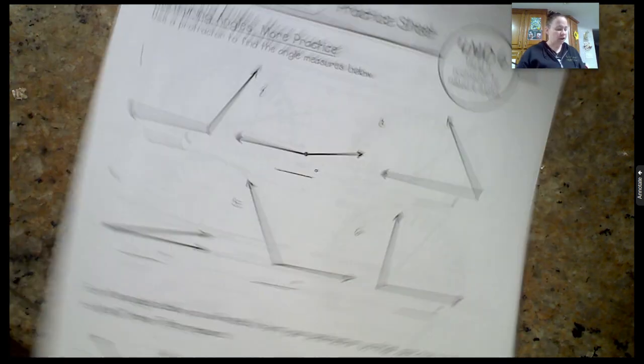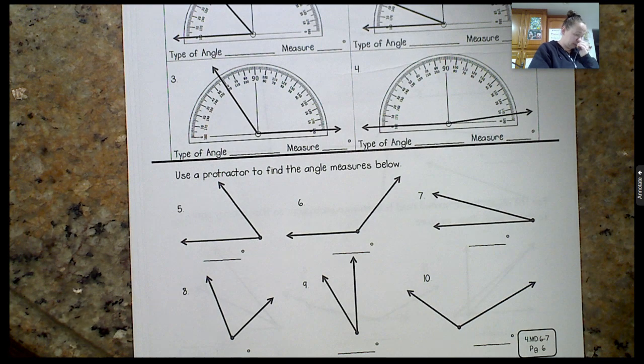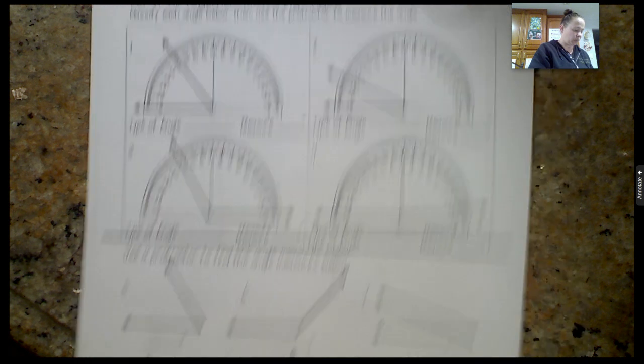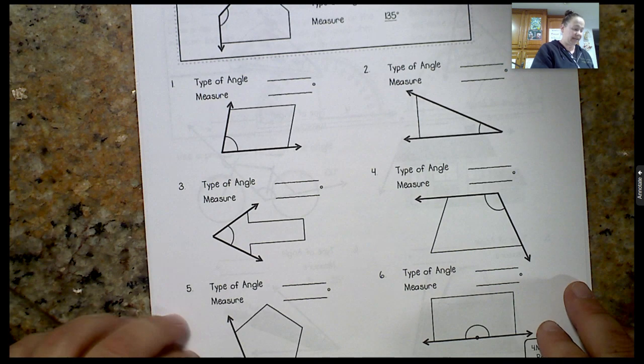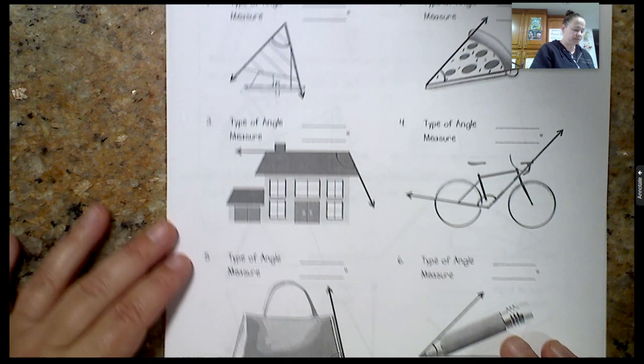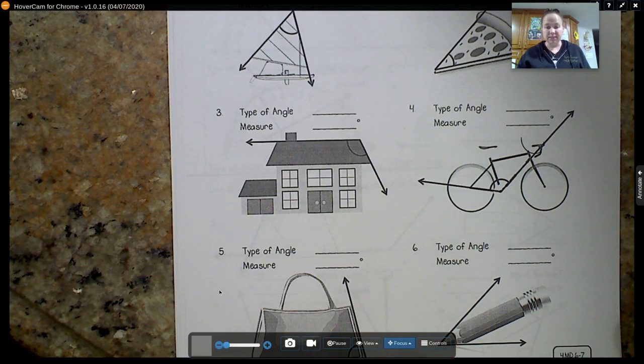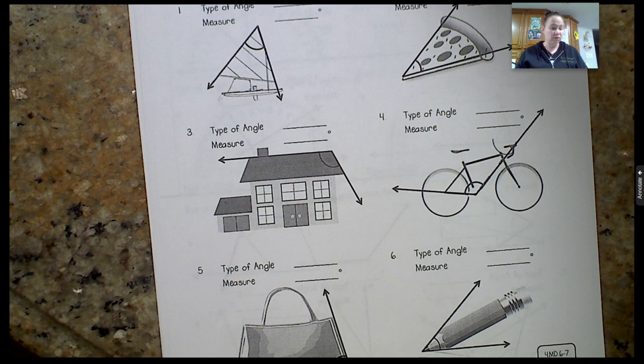Okay, friends, on your own, you need to do this page and this page and this page and this page. Okay? Go do those on your own. And let me know if you're having trouble with this, and I can definitely jump back on and help you. But I know some of you did this in 3rd grade. You got a little head start, and so you're ready to roll with this.